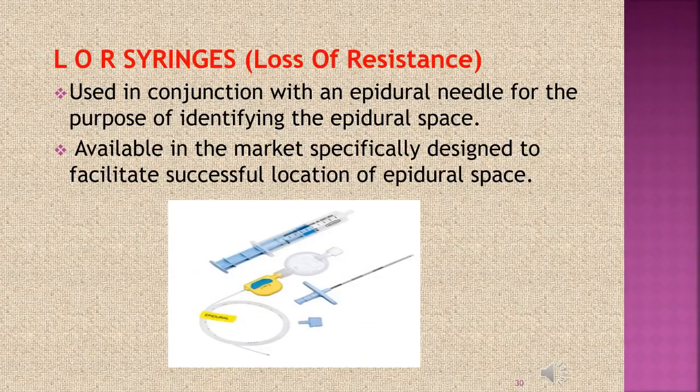What are the LOR syringes, loss of resistance syringes, which are used for the detection of the epidural space? These are used in conjunction with an epidural needle for the purpose of identifying the space. These are available in the market, specifically designed to facilitate successful location of the space.